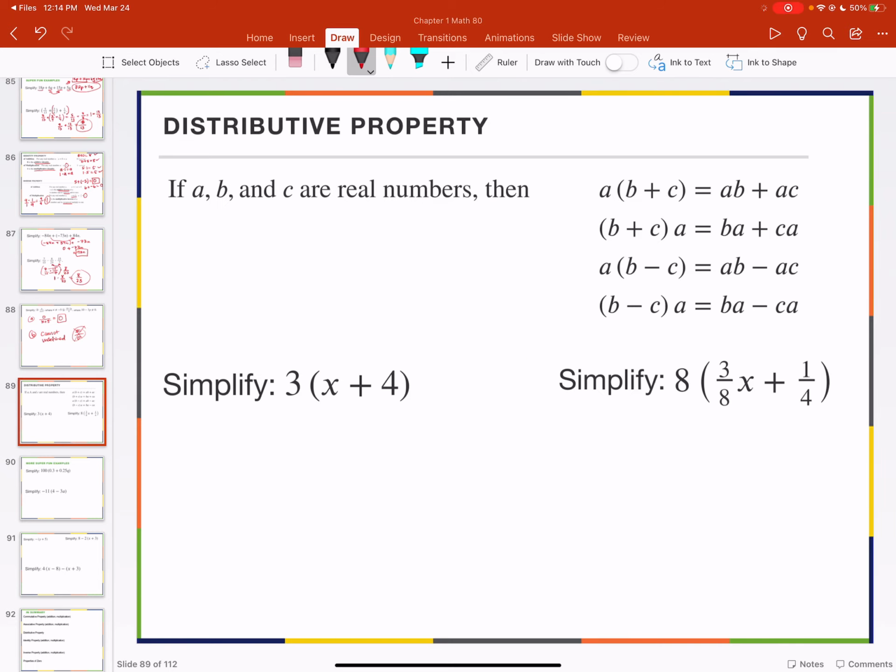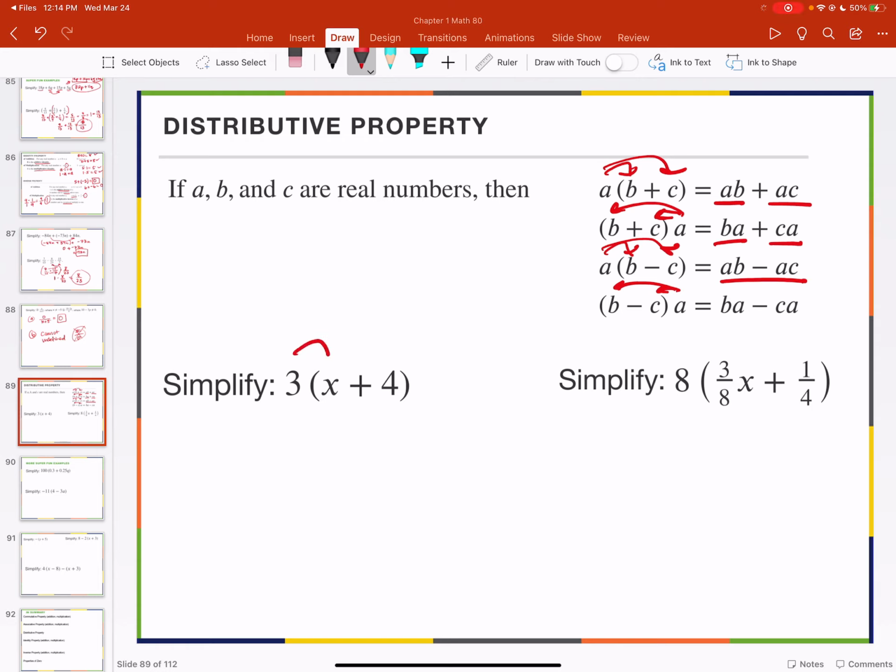Okay, finally, let's talk about distribution property. You can distribute from the left or the right of a sum or a difference. When you multiply a sum or difference by a number, you can distribute it. You can see here we're distributing from the left. Here we're distributing from the right. Here is distribution with a subtraction, right? And then here from the right, BA minus CA.